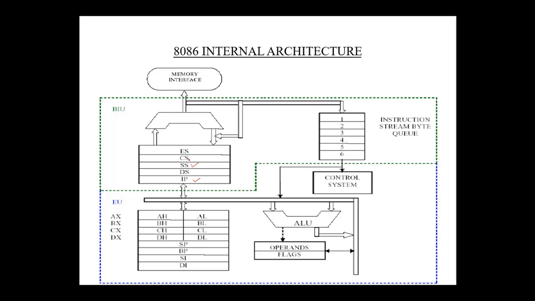These are the registers available in the bus interface unit, and there are some other special purpose registers available in the execution unit. Those are stack pointer, base pointer, source index, and destination index. Before discussing the use of these special purpose registers, let me discuss another point to understand them in detail.